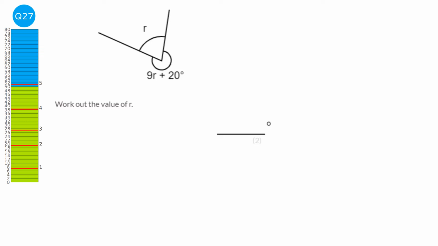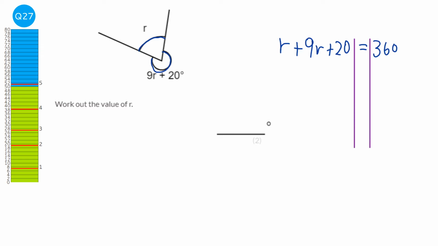So angles on a point add up to 360. And we are given the values of the angles, but in terms of r. So we know that r plus 9r plus 20 will equal 360. So we've got an equation here we can solve. So first of all, let's add the r's together. And so that will be 10r plus 20 equals 360.